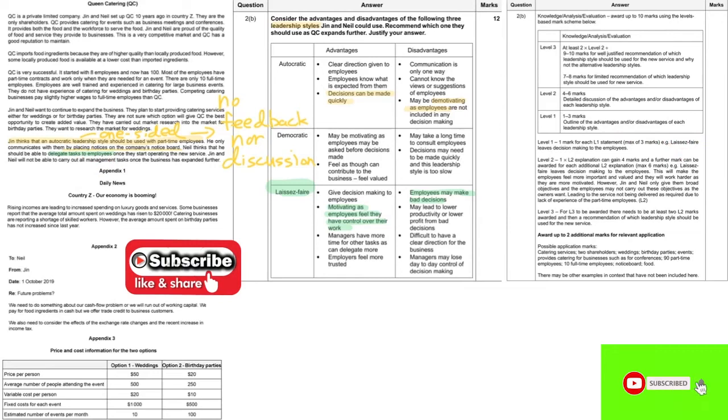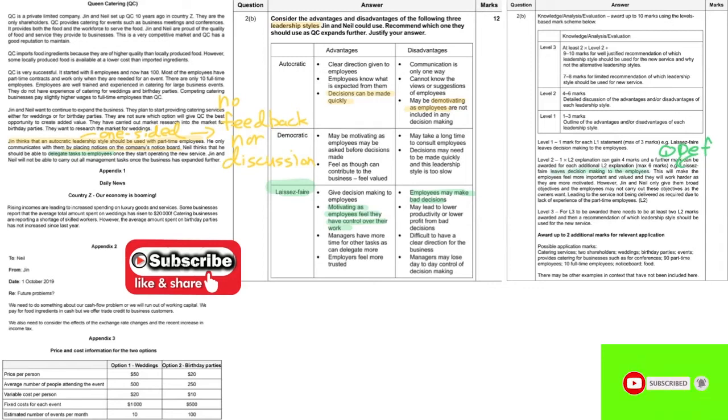Now for level 2, you have to give additional explanation. Say for example, I will show you how to do that. First, you have to put down the definition. What is meant by laissez-faire? Laissez-faire means leaving decision making to the employees.